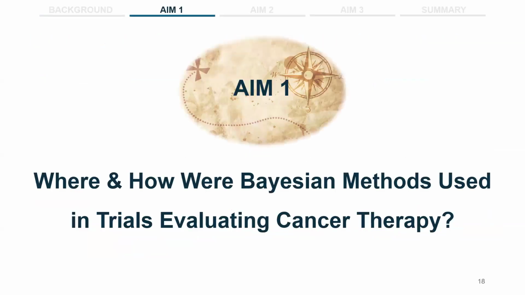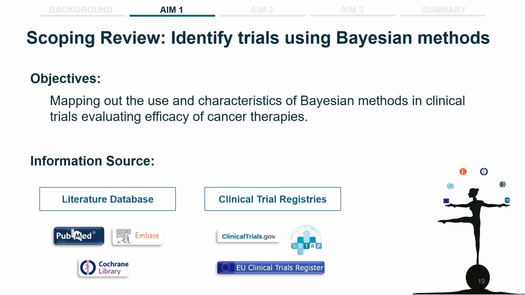First, aim 1. We are going to map out where and how Bayesian trials were used in cancer therapy trials. We're going to conduct a scoping review searching for Bayesian trials that evaluated efficacy of cancer therapies. We will search on both literature databases and also clinical trial registries, and 6 databases in total.